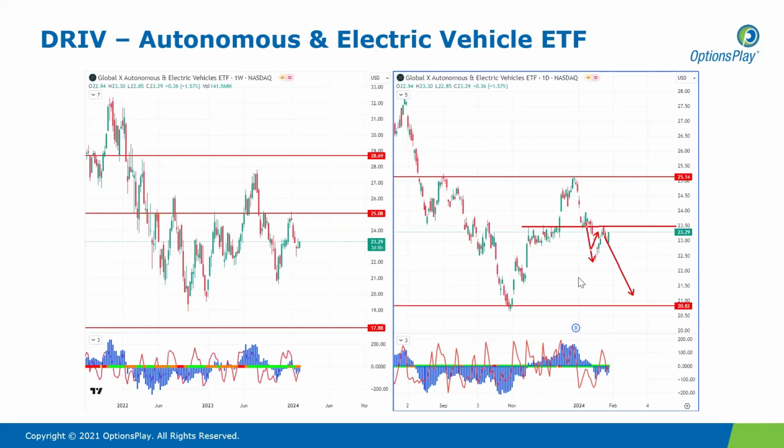Tesla's earnings were quite poor. We saw Tesla gap down significantly, and that is going to have a big impact on this subsector. So let's keep an eye out on this. Let's see if price rejects that $23.50 level once again.